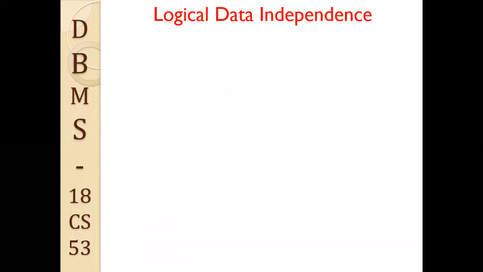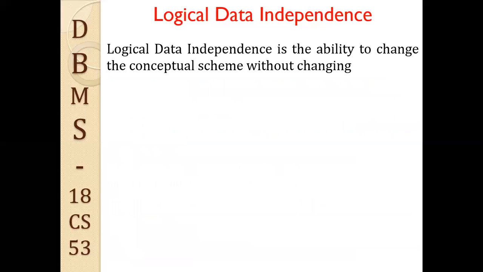The next type of data independence is logical data independence. This is between the conceptual level and the external level. Logical data independence is the ability to change the conceptual schema without changing the external views. Whatever applications we are using at the external views will not change.